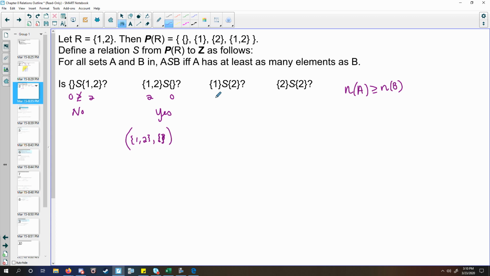Repeat the process. We have a cardinality of 1 and 1. 1 is in fact greater than or equal to itself, so yes, this would also be a member of the relation. And same thing here. These both have a cardinality of 1, so this one works as well.